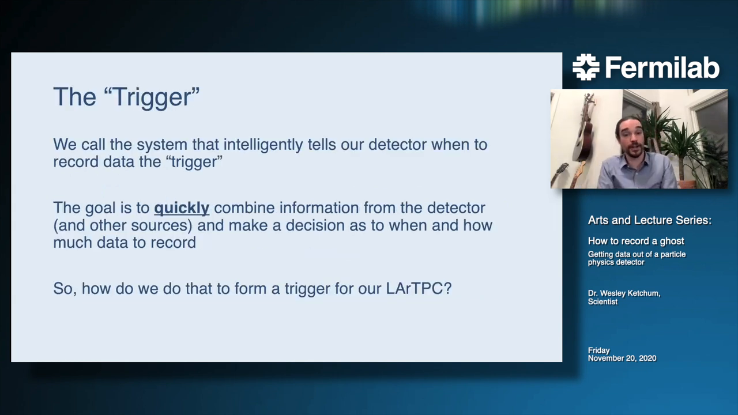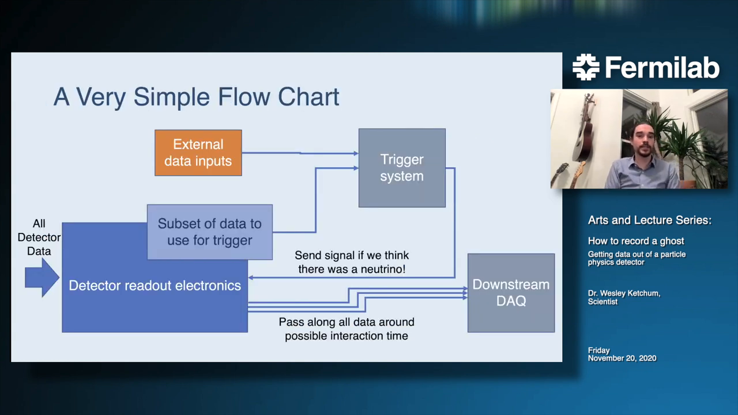So this is what we call the trigger. The point of the trigger is to intelligently tell our detector when to record data. We want to quickly combine information from the detector and other sources to make a decision as to when and how much data to record. So how do we do that for our liquid argon TPCs? A simple flowchart of how a trigger system and a DAQ work together is something like this.